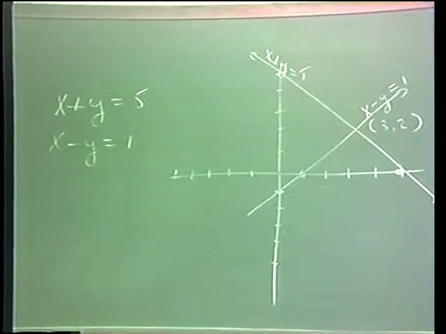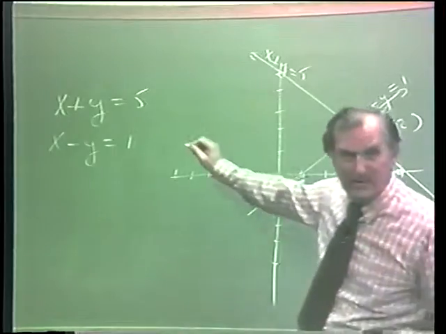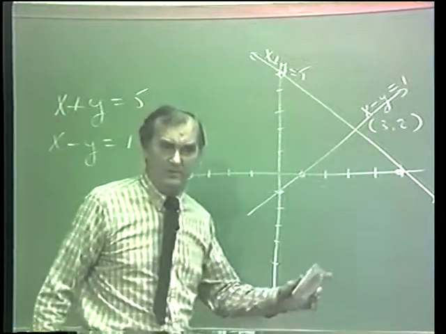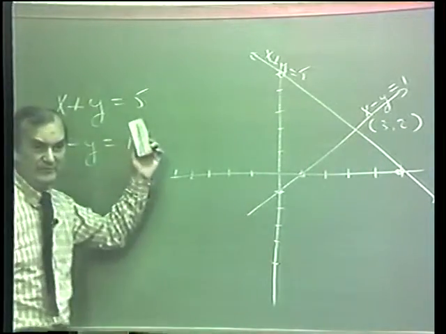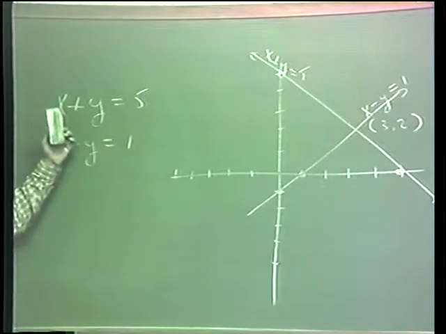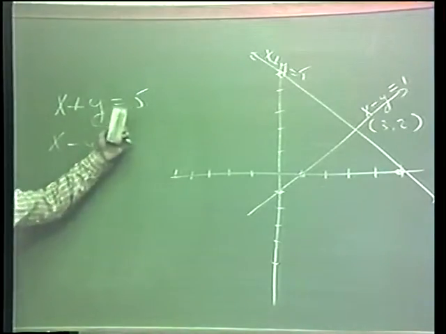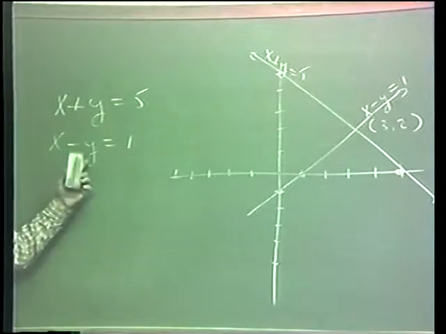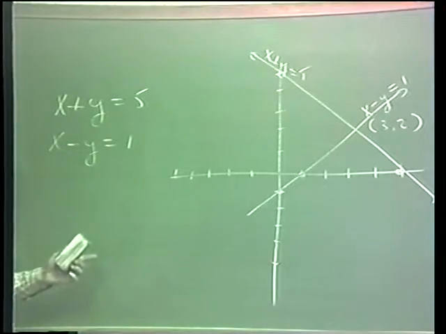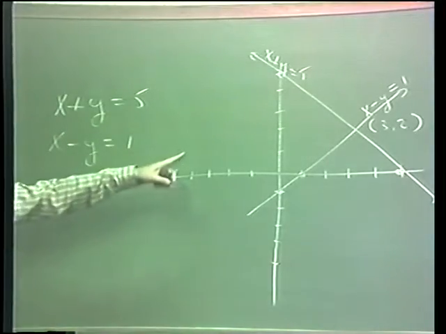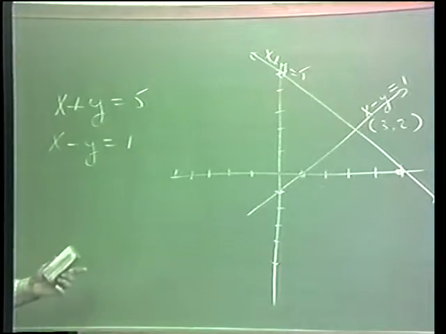Now, this point 3, 2 is on which one of those lines? Both lines. Everybody agree? It's on both lines. So this point 3, 2 better make both of these sentences true. Well, let's check it. 3 plus 2 is 5. 3 minus 2 is 1. It does. And that is the only point that will make both of these sentences true.